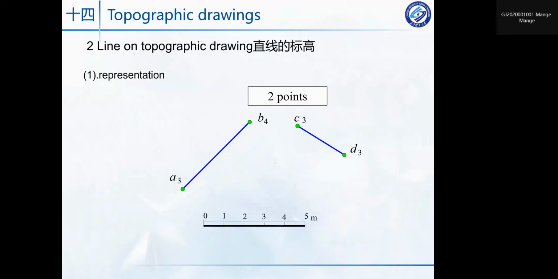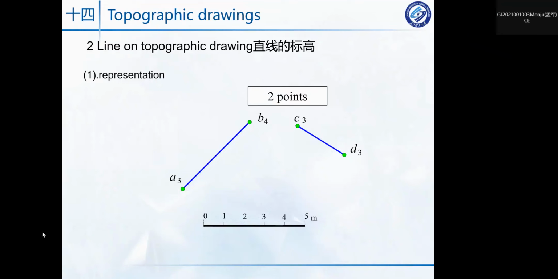Should I repeat the question again? Yes. So now you can see this point's elevation is 3, and this point's elevation is also 3. So what is the relationship between this line and the sea level plane? The distance of this line from sea level is 3. This line is at the elevation of 3.